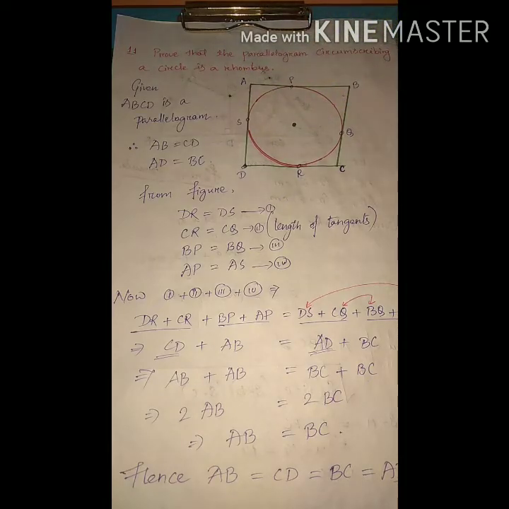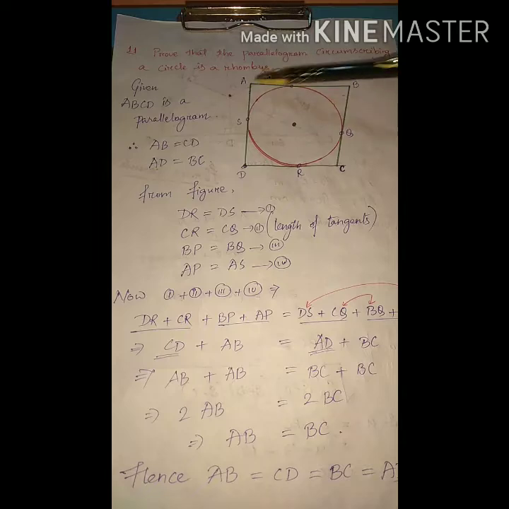Because D, C, B, A are the external points for this circle, and the others are the lengths of tangents. So if we write one by one: DR equal to DS, equation number 1. Second, CR equal to CQ, equation number 2. Third, BP equal to BQ, and the last one, AP equal to AS.